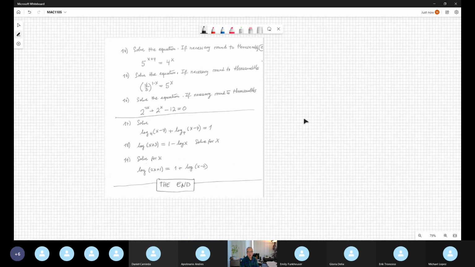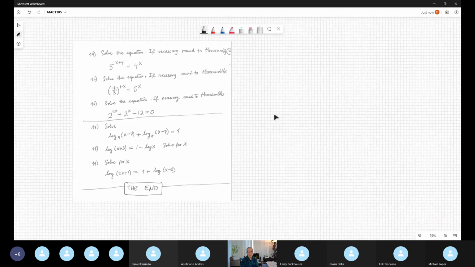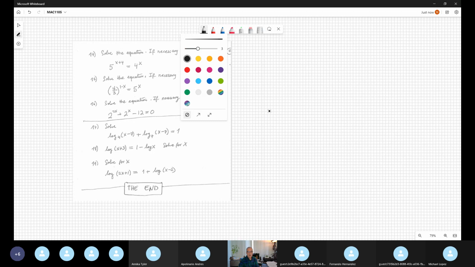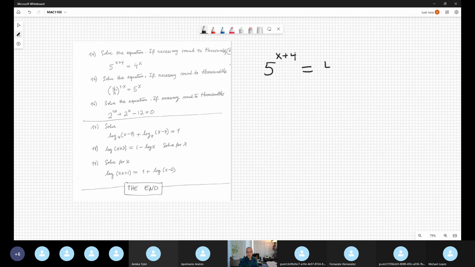Okay, let's do 14. 14 is different because it is an exponential equation that we cannot manipulate on both sides in order to express in a common base. No, it's impossible because 5 and 4 never match, you know. So definitely I need to apply logarithm. What kind? Of course, standard, and we end in the calculator.